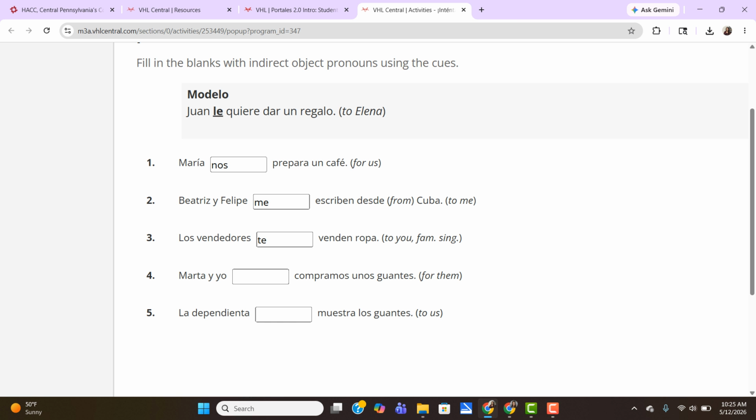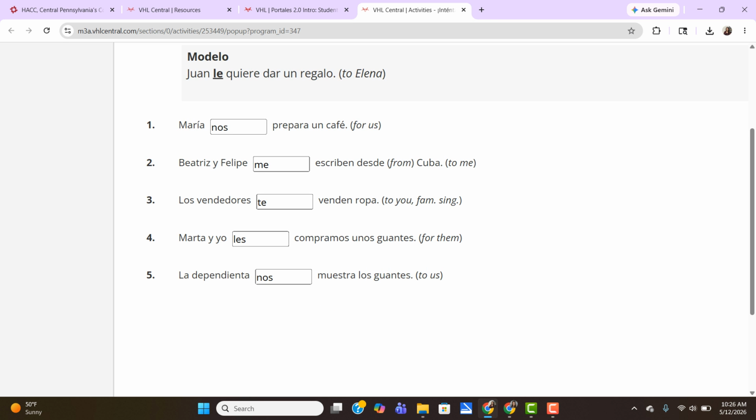Marta y yo compramos unos guantes. Marta and I buy some gloves. For who? For them. So if it's for them, we're going to say that's les. Compramos. And la dependienta muestra los guantes to us. So then ella, la dependienta, I said ella, replacing her, but la dependienta nos muestra los guantes.